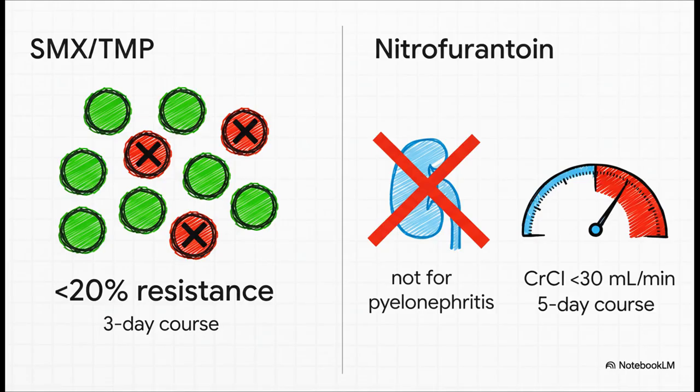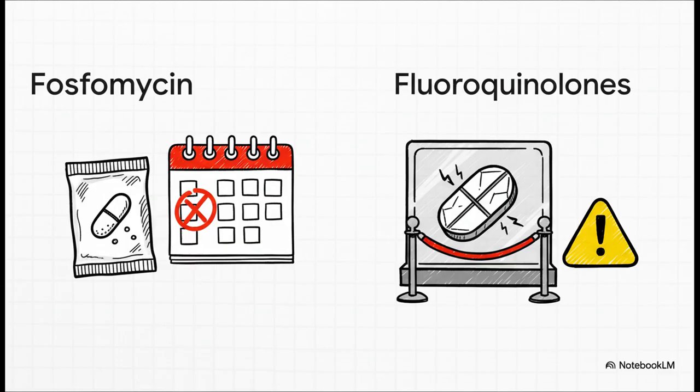For nitrofurantoin, there are two things you absolutely must remember. One, it does not work for pyelonephritis. It just doesn't get into the kidney tissue. And two, you can't use it if the patient's creatinine clearance is under 30. That is a hard stop. Next up, we have phosphomycin, which is just awesome for its simplicity. One dose, and you're done.